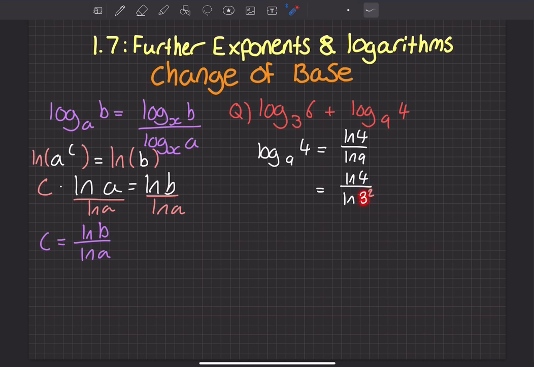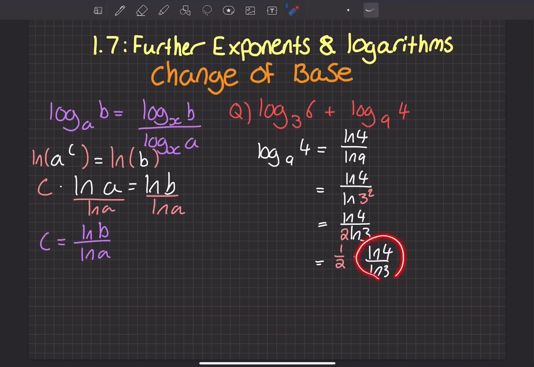And why do I put 3? Because we want to make the base into 3. That's why I change this into 3, right? So whatever you want to change the base into is whatever you change this number here into. Anyways, using our laws of logarithms again, this would be ln of 4 over 2 multiplied by ln of 3. So we just move this 2 here to the front, right? And now we can just separate them since they're being multiplied by each other. So it becomes a half times ln of 4 over ln of 3, right?